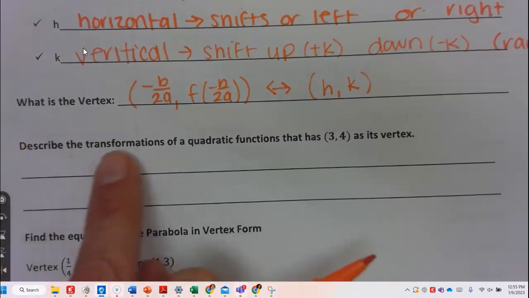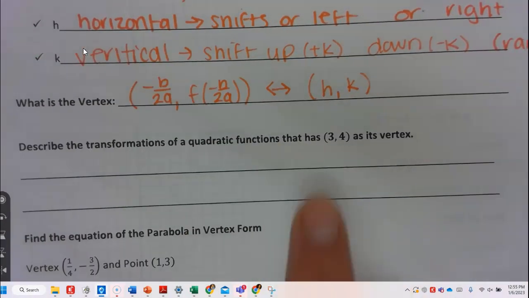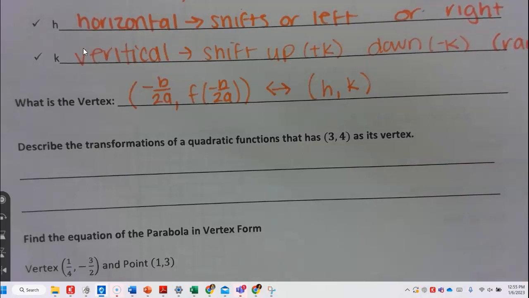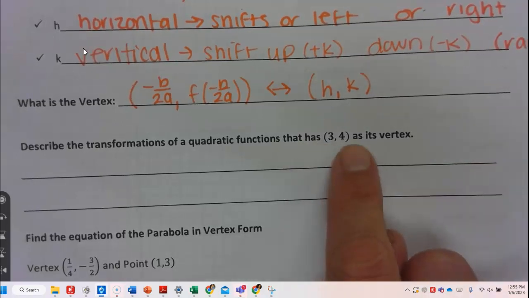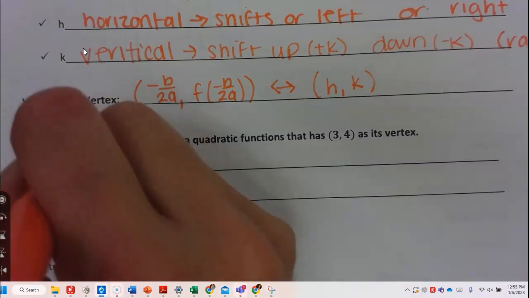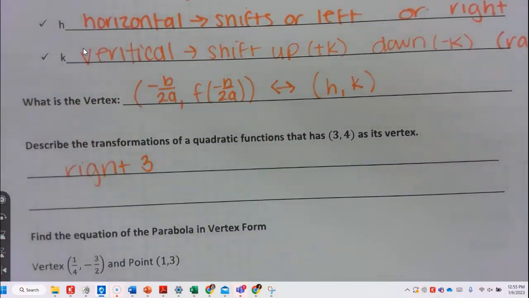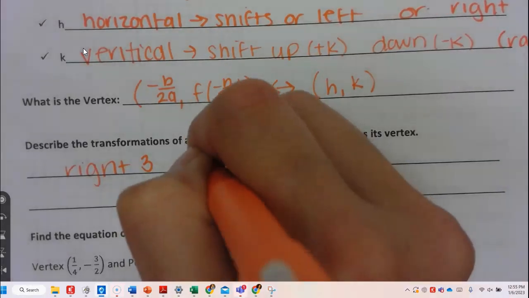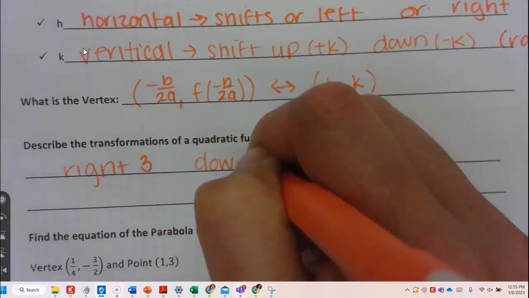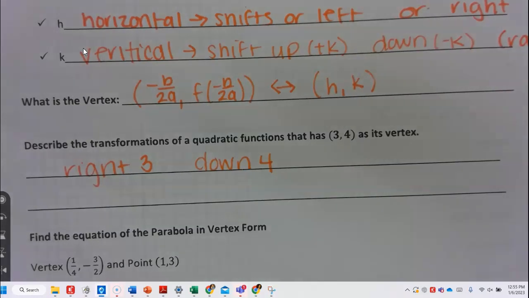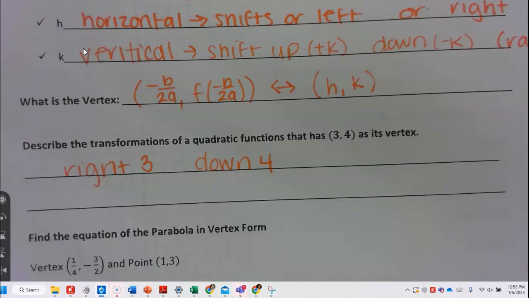So we can describe the transformations of a quadratic function based on its vertex. If the vertex is 3, 4, then that 3 moved my graph right 3 units. That 4 moved my graph down 4 units. Since I don't know anything about A, I don't know any of the other transformations.